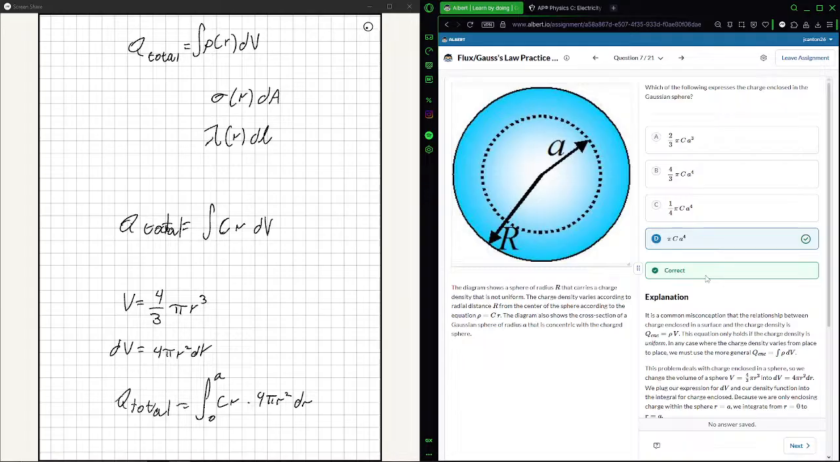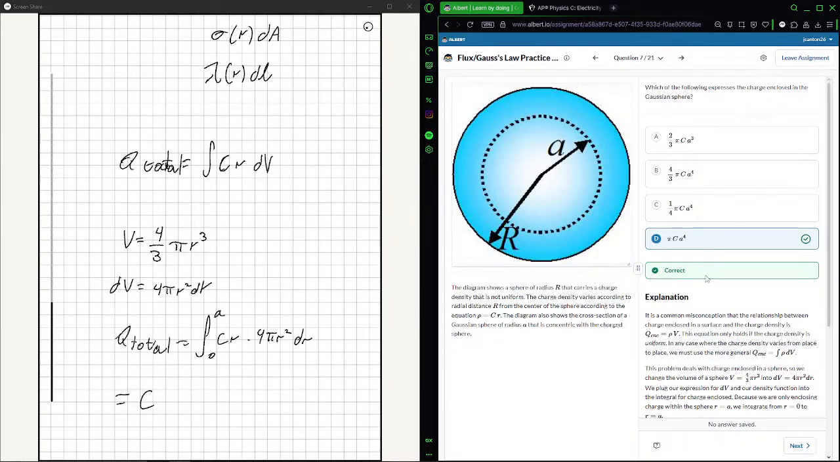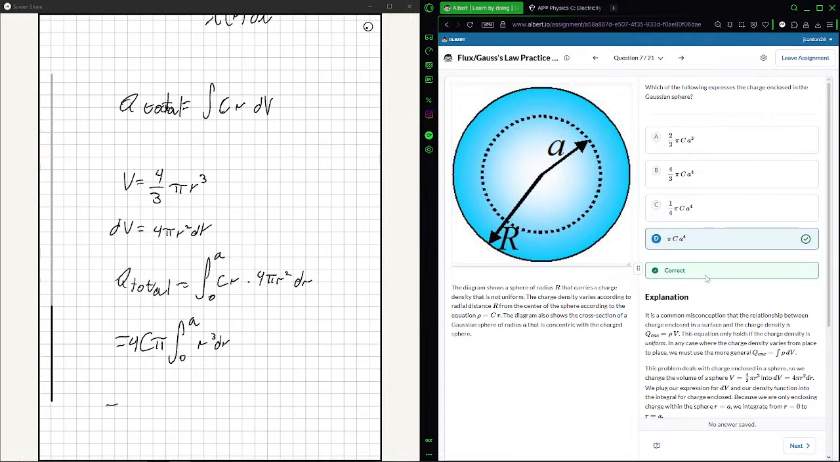I'm going to pull out all these constants, so that's going to give us 4C pi, integral from 0 to A of r cubed dr. When we evaluate that integral, that's going to give us C pi A to the 4th, which is our answer. Oh, okay, that makes sense.